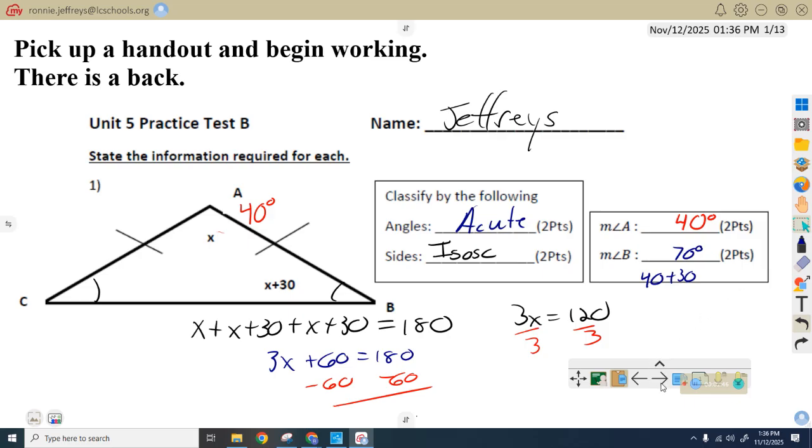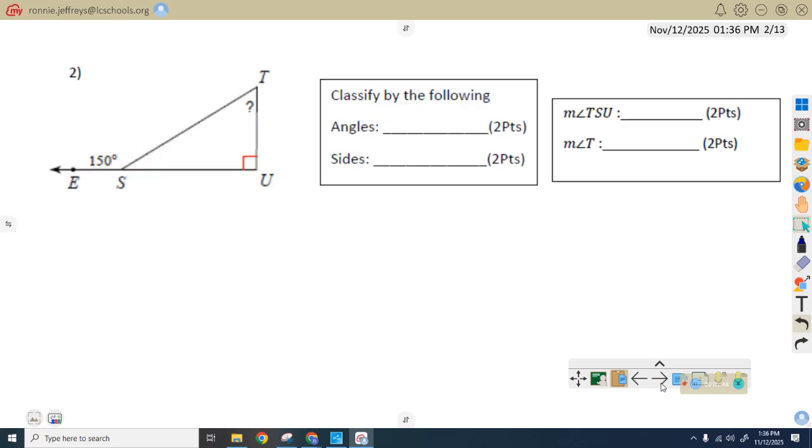Alright, so that was number 1. And number 2. This one we can actually classify by its angles. This is a right triangle. And that's about all we can say right now. So, TSU, this angle here, would be 180 minus 150, which would be 30 degrees.